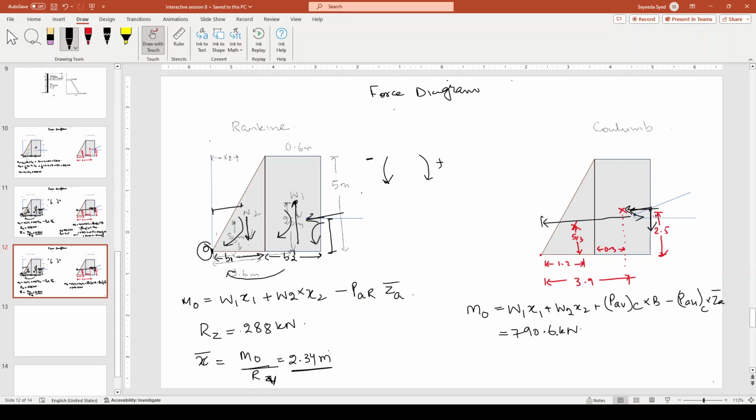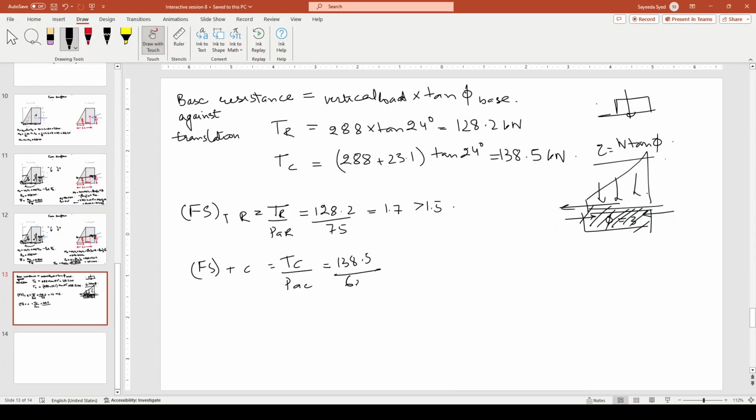So satisfactory. Factor of safety for translation in Coulomb will be TC by PAC equals 138.5 over 63.4, because that is the vertical, sorry, horizontal.